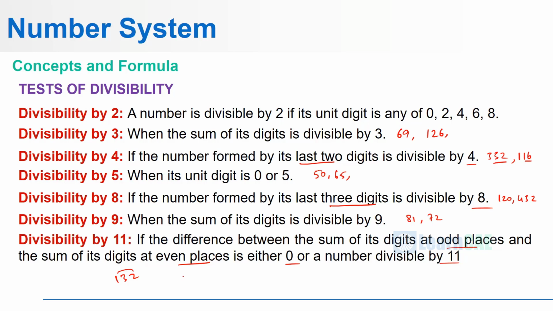Another example is 1, 2, 3, 2. It means the difference between the sum of the digits at odd places and even places will be equal to 0. So this number is divisible by 11. So these are certain thumb rules which we can follow to check the divisibility by different numbers.